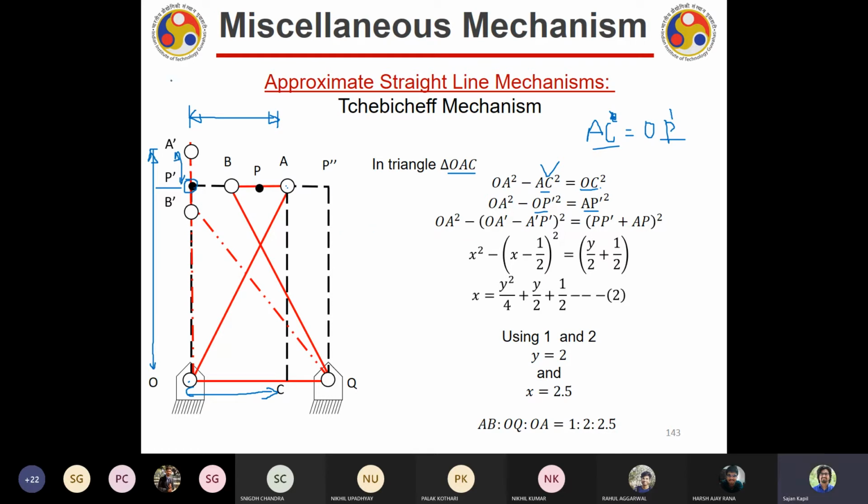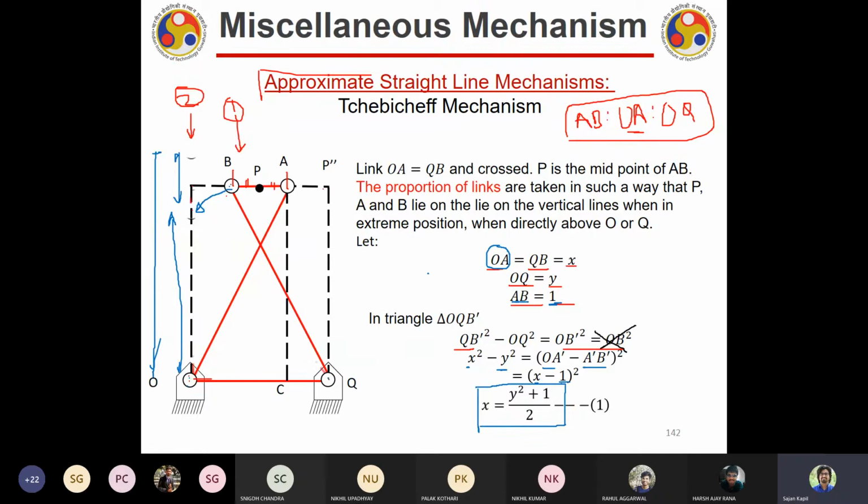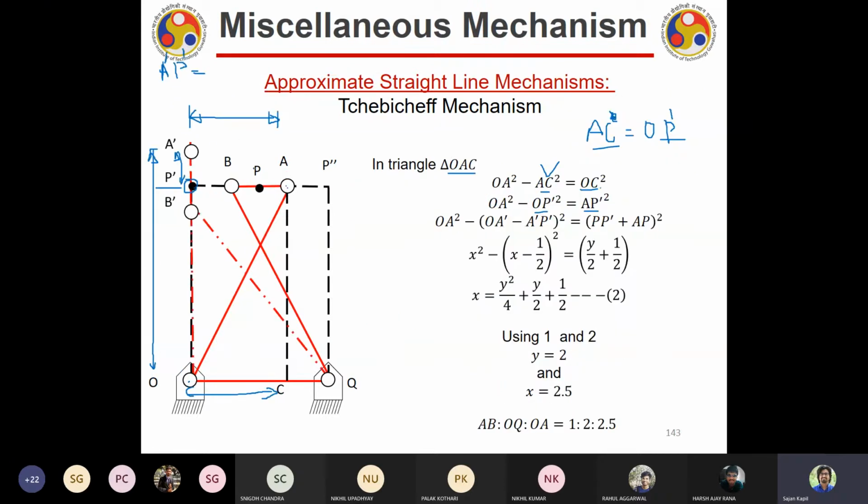What is the value of A dash P dash? If AB is 1, we have already said that AB is 1. So you tell me, if AB is 1, what is the value of A dash P dash? Sir, half. Very good. So it is half. That is why half is written here. And OA dash will be nothing but x, because OA dash equals OA. So x is written here.